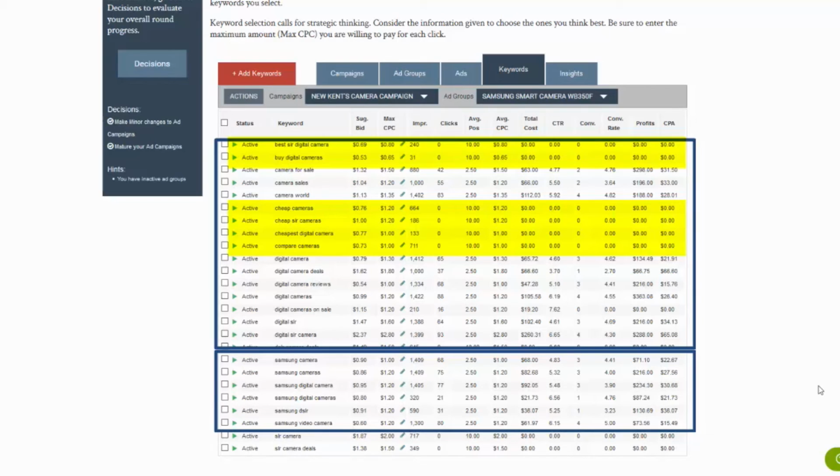It's not costing us any money, right? They had 0 clicks, which means we didn't have to pay any money. Why should we pause them? The reason is this damages our quality score.